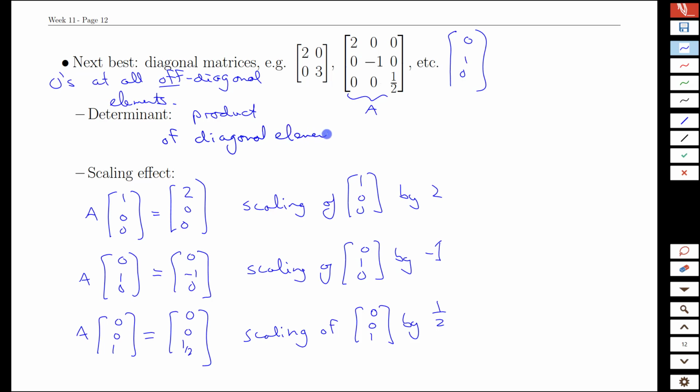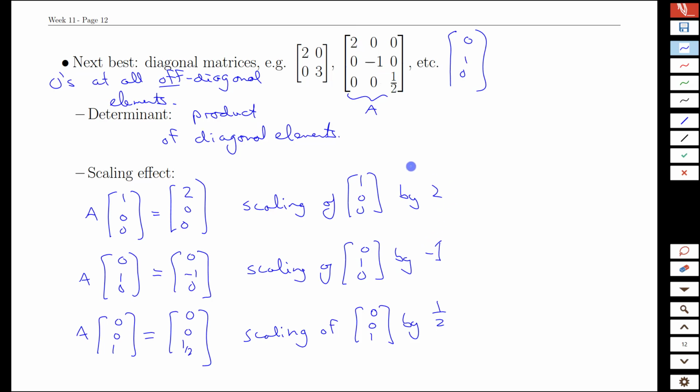In a 2x2, it'll be 2 times 3. And this 3x3 matrix, it'll be the product down the diagonal. Even for 4x4, as long as all the off-diagonal elements are 0, you can do your submatrix calculations and you're going to end up multiplying at the end of the day just down the diagonal itself.